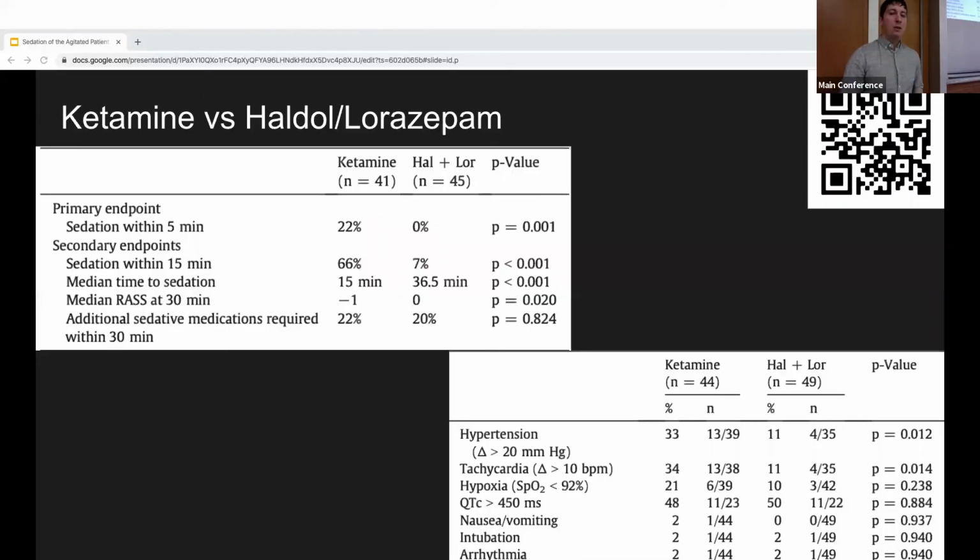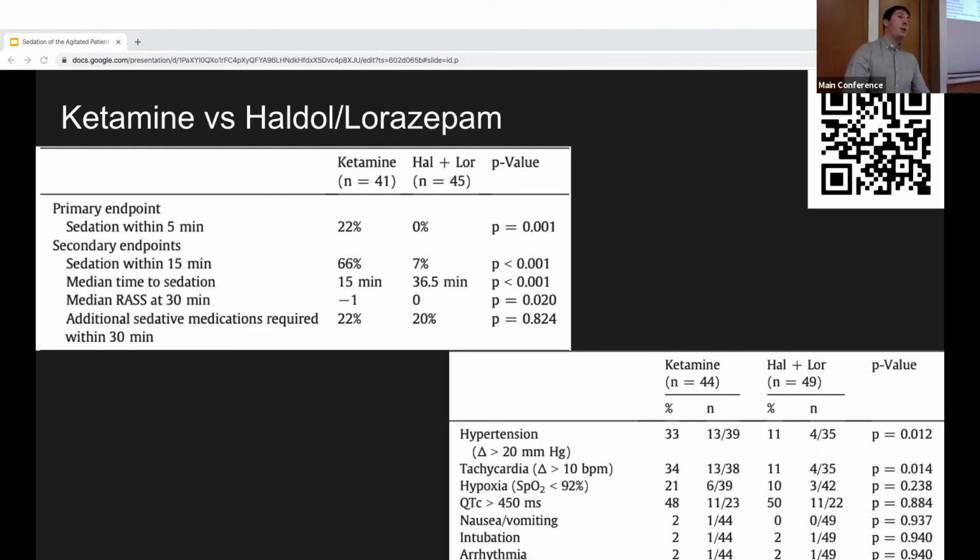So again, one last study. This was published this year, 2020, in AJEM. This was an open label study, so there's risk of bias with that. Again, agitated patients in the ED. They compared ketamine versus your Haldol 5 and 2, so a little bit of an odd choice of comparison.